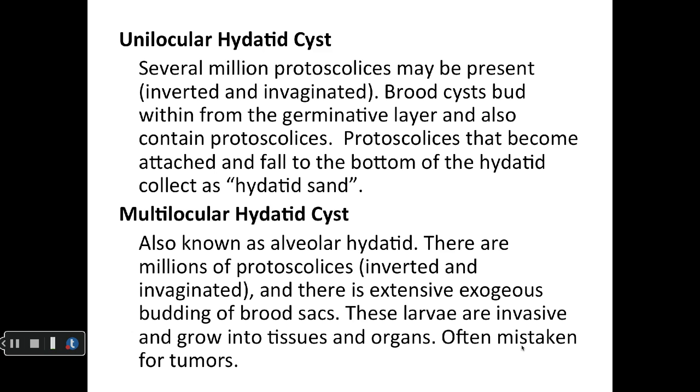We then have the unilocular hydatid cyst. These can grow to tremendously large size. It's really restricted based on where the cyst is growing. There can be several million protoscolices present. Their protoscolices are inverted and invaginated. And then inside that structure, you can actually have germinal layers giving rise to brood cysts inside. So sort of like a balloon within a balloon within a balloon. And inside each of those internal brood cysts, you can have hundreds or even thousands of protoscolices.